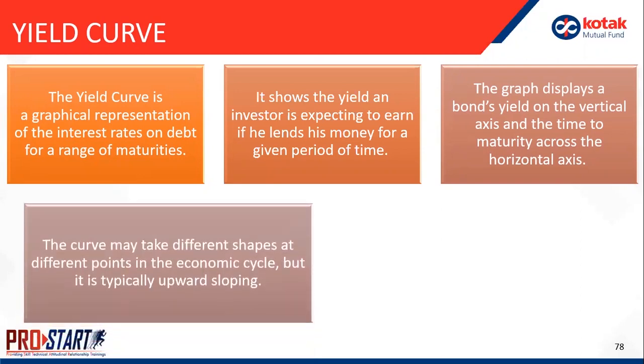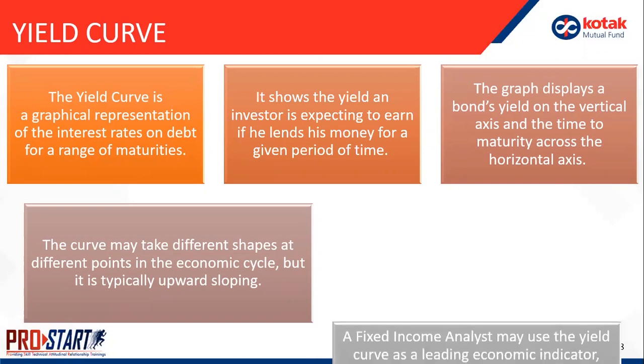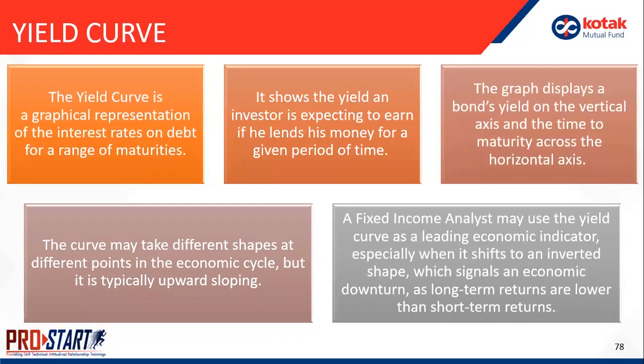The curve may take different shapes at different points in the economic cycle, but it is typically upward sloping. A fixed income analyst may use the yield curve as a leading economic indicator, especially when it shifts into an inverted shape, which signals an economic downturn as long-term returns are lower than short-term returns.